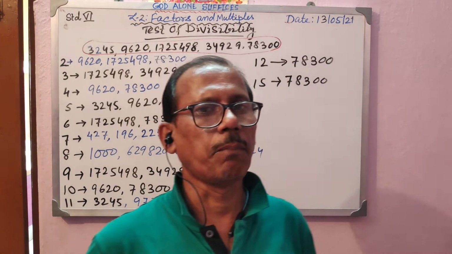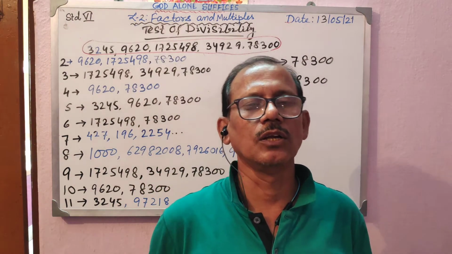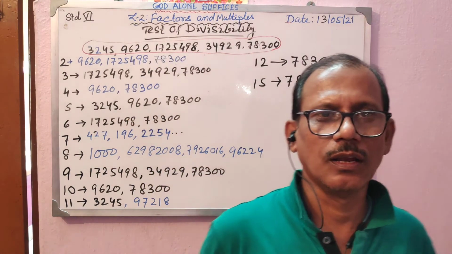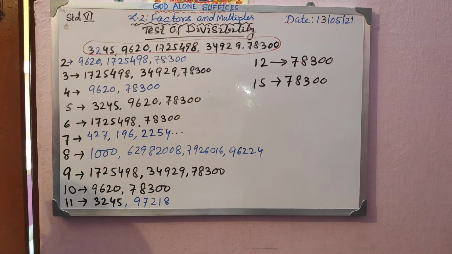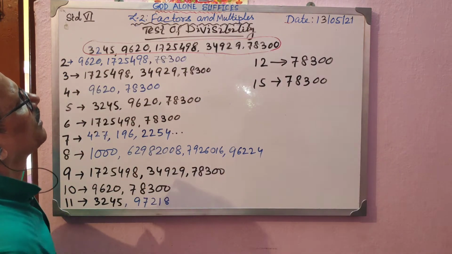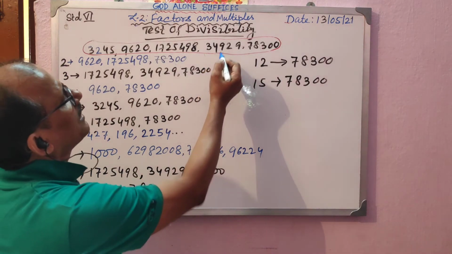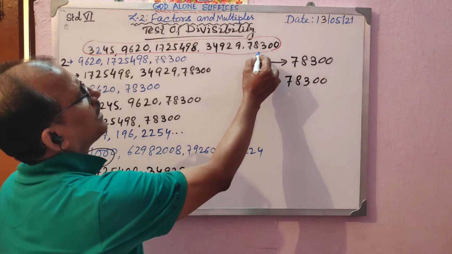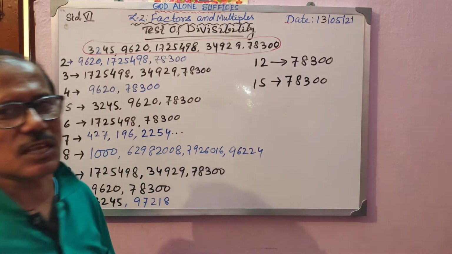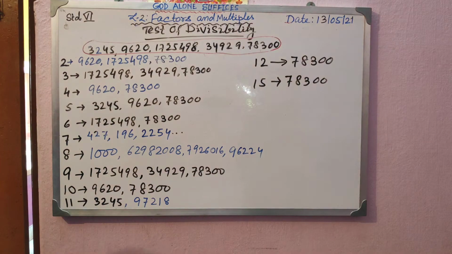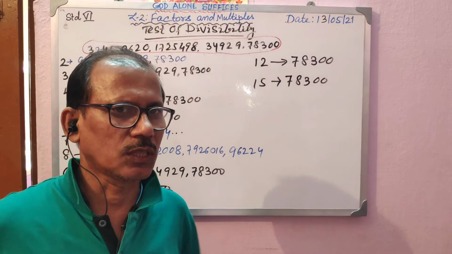Test of divisibility by one digit numbers: actually, one can divide every number, so we look at 2, 3, 4, 5 and all. Let us see in this video. I have taken some numbers. Can you see? 3245, 9620, 17,25,498, and here again 34,929, and here it is 78,300. Some numbers I picked of my own. Let us see which of these are divisible by which one digit numbers.